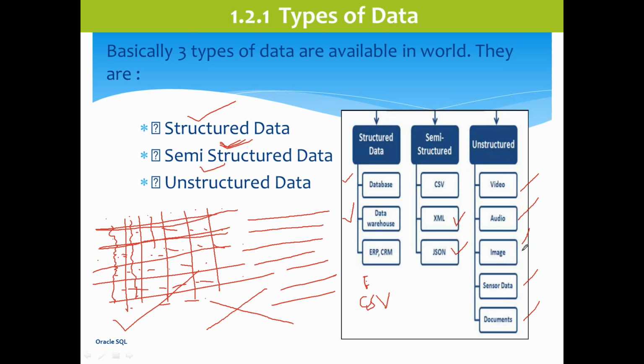Image, some picture you are sending to somebody, tiger. What is the column here? No column, no row. So all those types of data are called unstructured data. So out of these three types of data, the semi-structured and unstructured types, you can work in the next level, level 3. Whenever you work in big data testing, you will work in this.